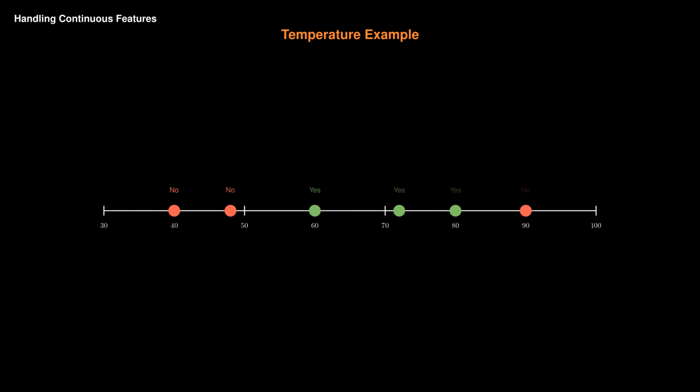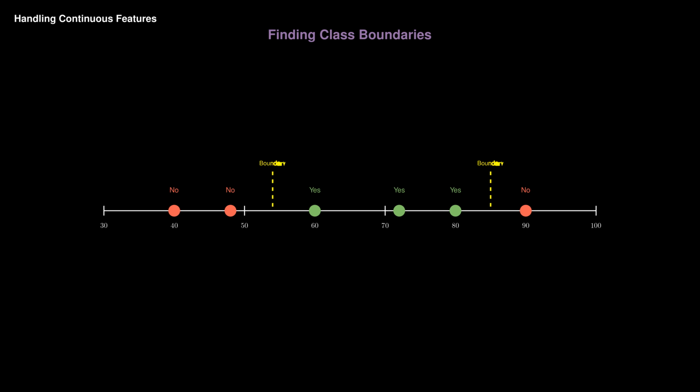Suppose we have 6 examples with temperature values of 40, 48, 60, 72, 80, and 90. Their play tennis labels are no, no, yes, yes, yes, and no. We sort them by temperature, which they already are, and lay them out in order. Now we look for class boundaries, places where the label changes from one class to another, going left to right.